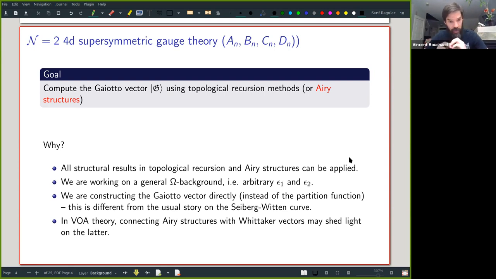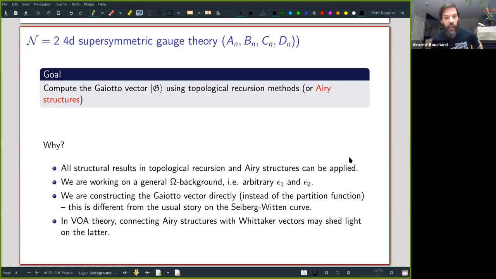One thing that's interesting is that we're working on a general Omega background, in the sense that we're considering general arbitrary epsilon1 and epsilon2. So that's also interesting. A lot of the work has usually been just as an expansion in h bar, but not in the full generality that we're doing here. One thing that's interesting as well, as I mentioned before, is we're constructing the Gaiotto vector directly instead of the partition function. So that's new in some way compared to the previous approaches to this problem.